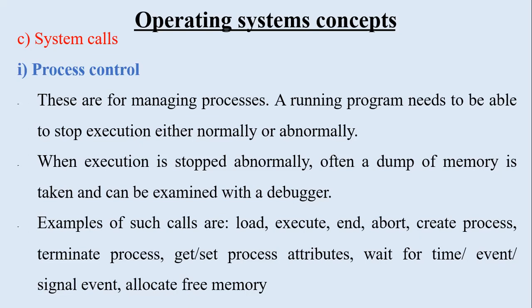A running program needs to be able to stop execution either normally or abnormally. When execution is stopped abnormally, often a dump of memory is taken and can be examined with a debugger. Examples of such calls are load, execute, end, abort, create process, terminate process, get or set process attributes, wait for time, wait event, signal event, allocate free memory. So those are some of the requests that can be made. Instructions for loading, executing, ending a process, aborting a process, creating a process, terminating a process, getting or setting process attributes, waiting for a certain time or event to happen, signal event, or even a request for allocating free memory.